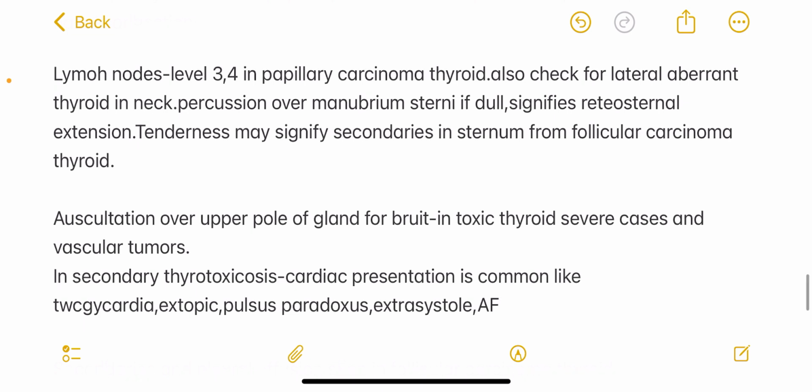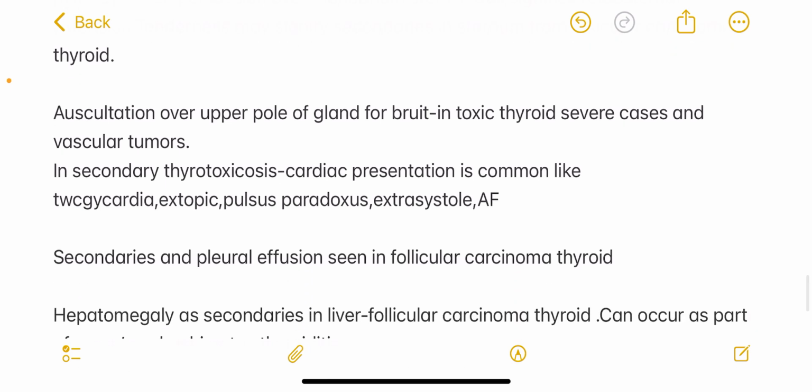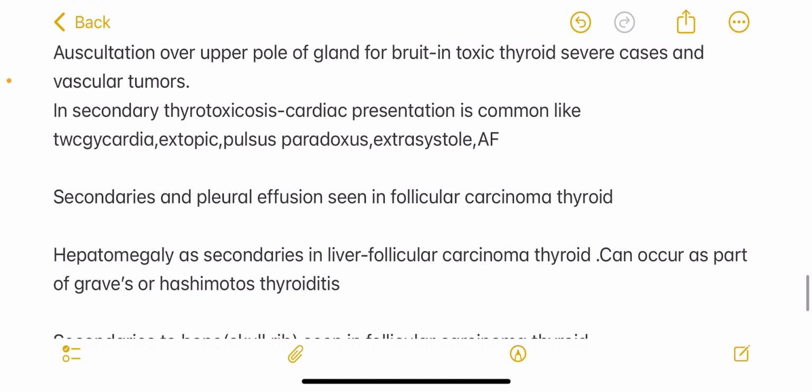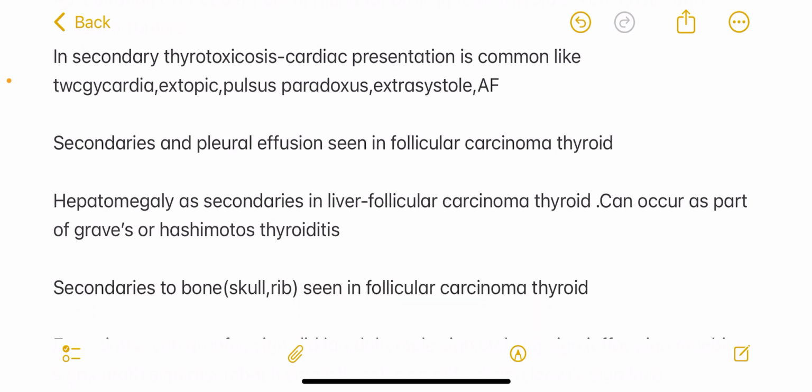And secondaries and pleural effusion are seen in follicular carcinoma of thyroid. So hepatomegaly and secondaries in the liver are commonly associated with follicular carcinoma of thyroid. So liver and lungs both are affected in follicular carcinoma of thyroid, both have an association. And hepatomegaly can occur as a part of Graves' or Hashimoto's thyroiditis. Then secondaries to the bone are seen in follicular carcinoma of thyroid, commonly to the skull and to the rib.